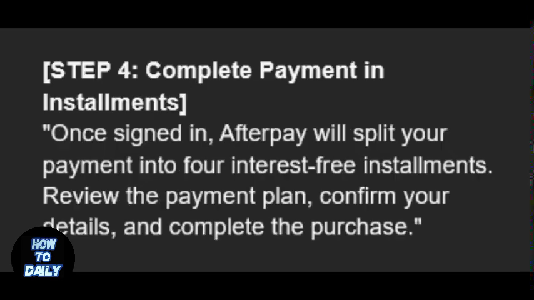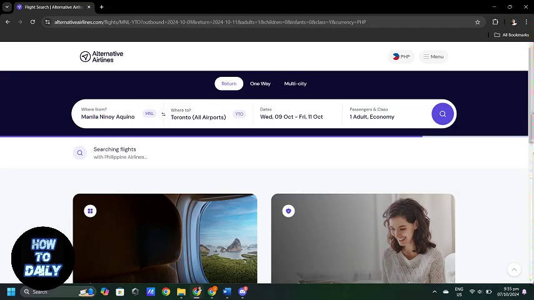Once signed in, AfterPay will split your payment into 4 interest-free installments. Review the payment plan, confirm your details, and complete the purchase. And that's it. You have now booked your flight using AfterPay.